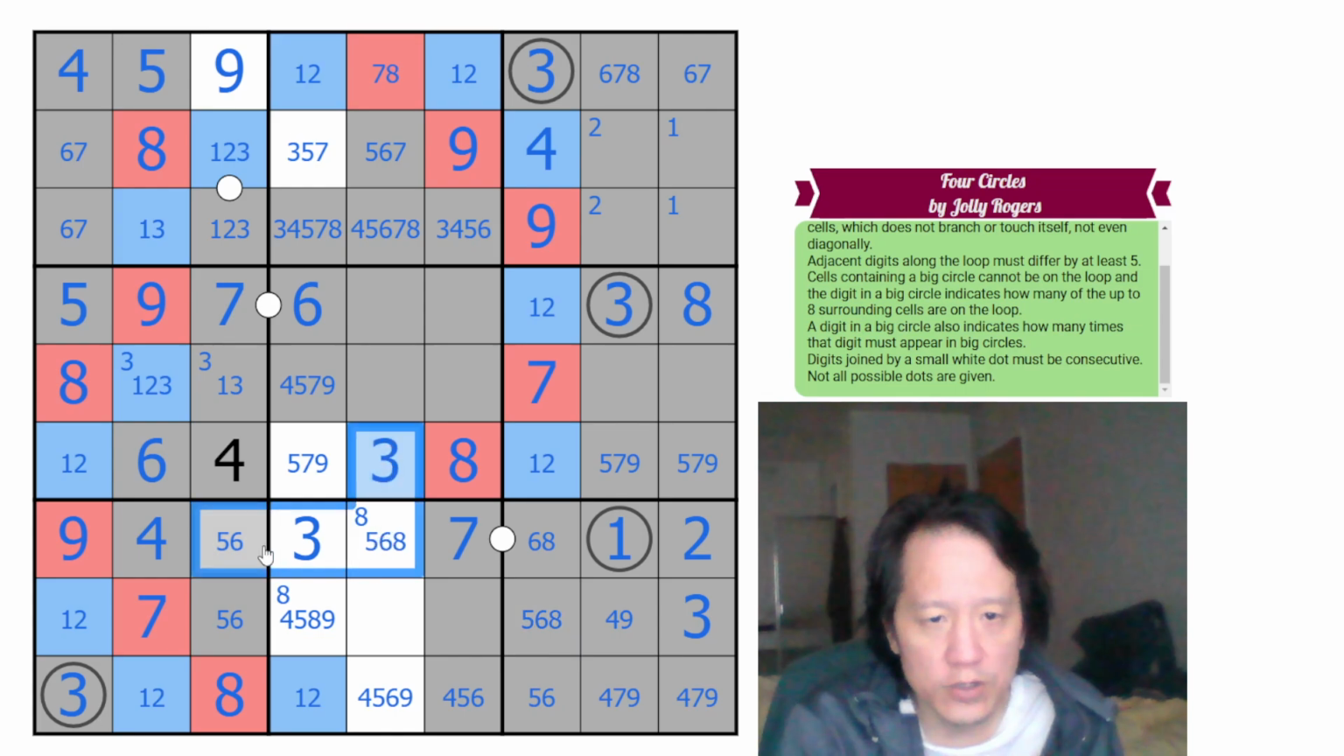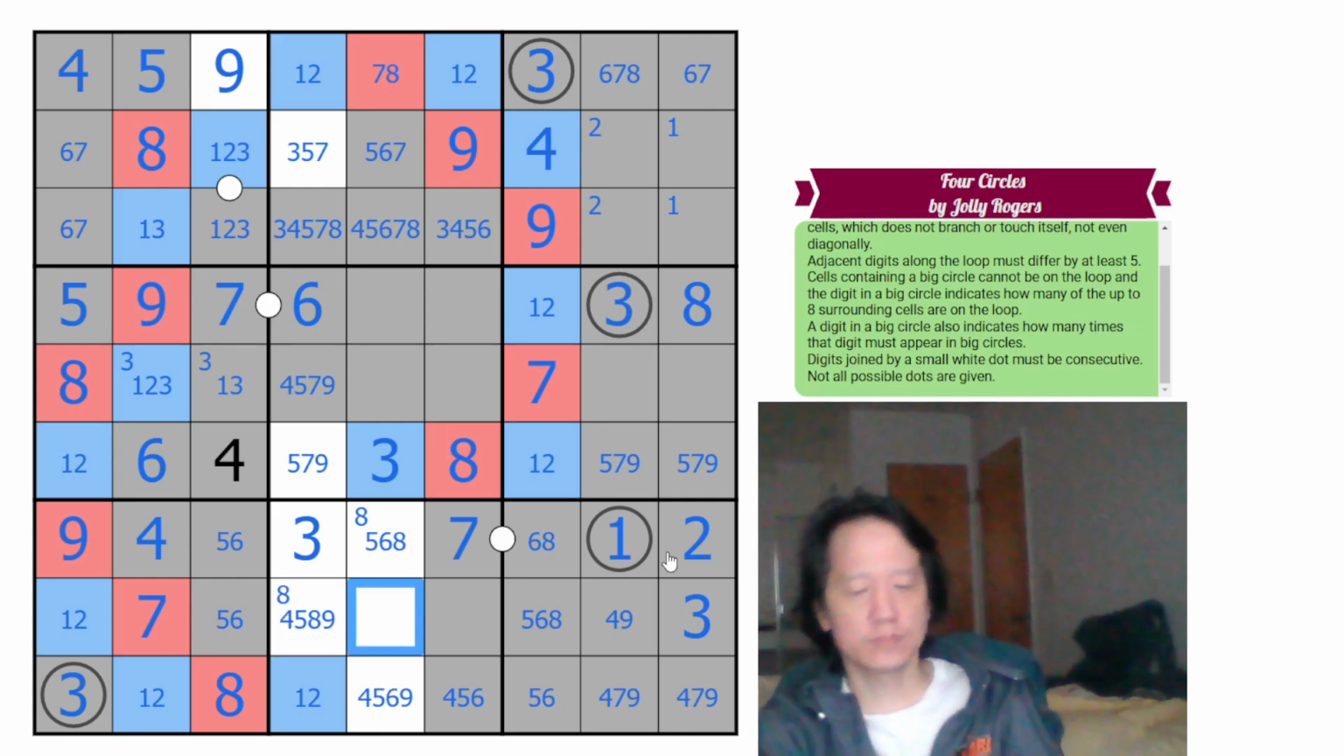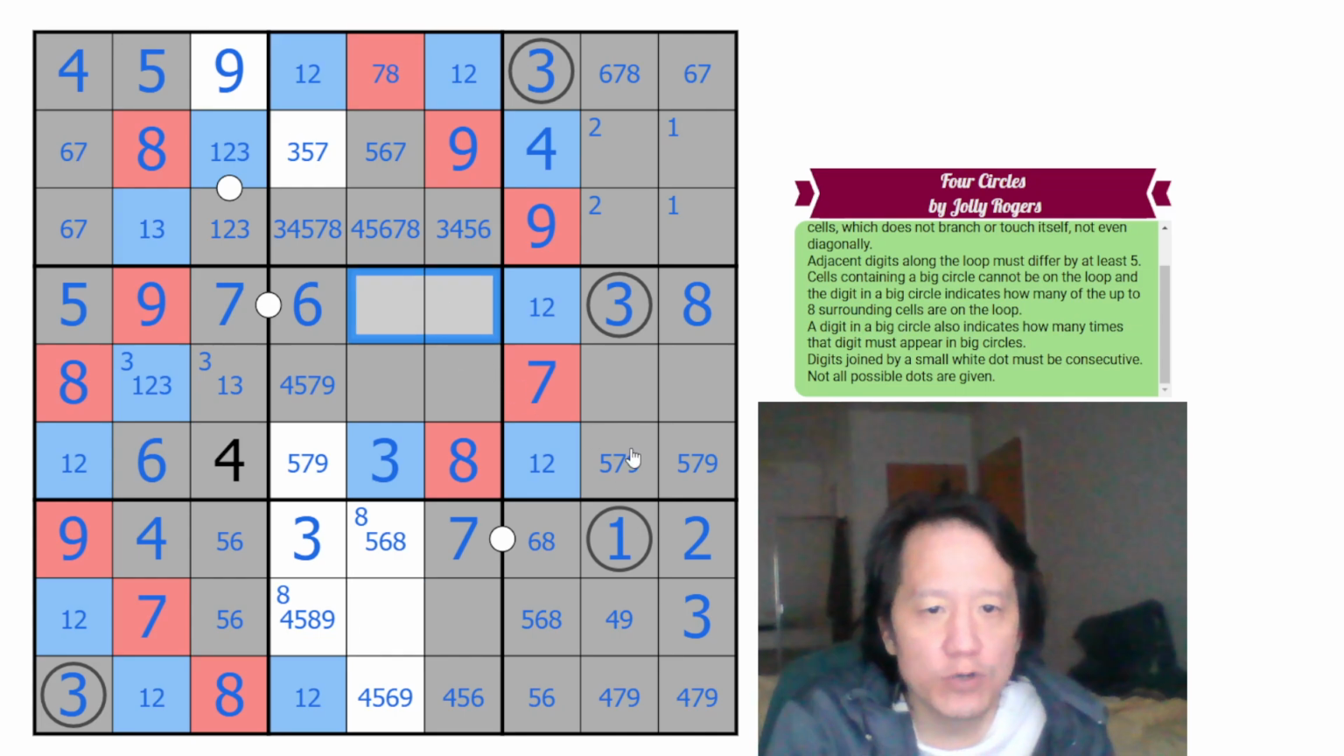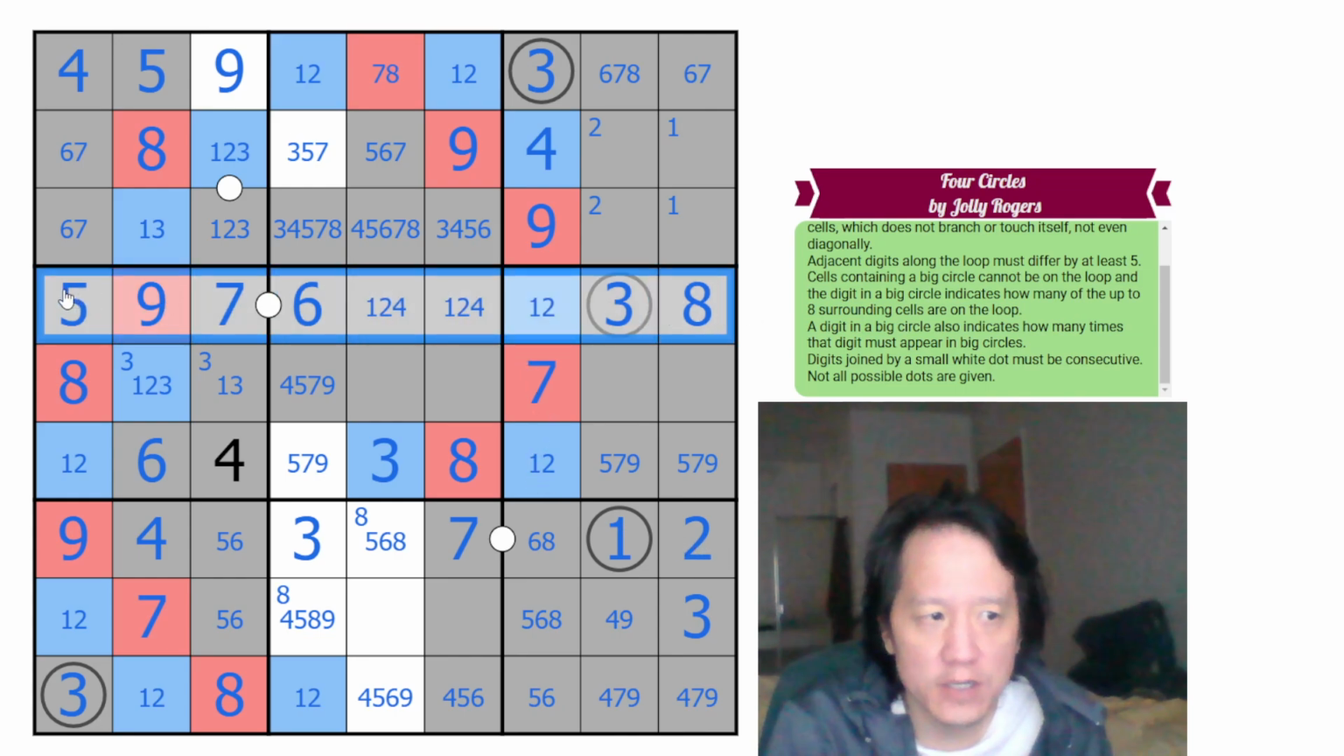So it still could go here and then here. That's fine. This is 1, 2, and 4. So 4 has to be here because it's nowhere else in row 4. So this can't be 4.